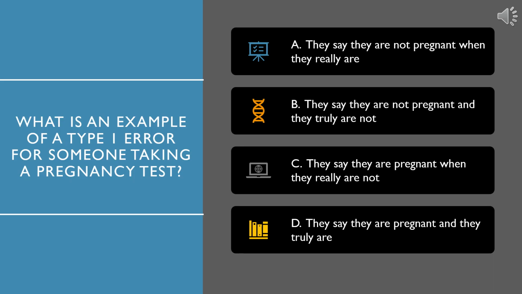All right, here's a silly example. What is an example of a type 1 error for someone taking a pregnancy test? The answer is C. They say they are pregnant when they really are not. Right? So that would be a type 1 error.